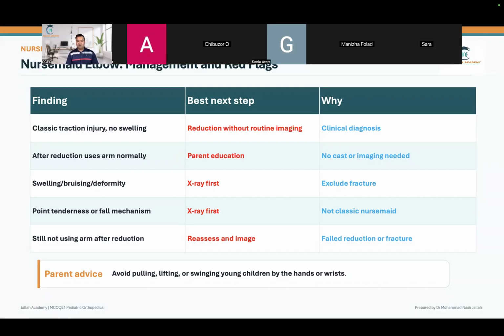Parent advice: avoid pulling. So if you're doing a nursemaid elbow station, what should be your education and counseling? What is this condition? What is the mechanism that it happens? What are the complications that it can cause? What do we do now? What should you do to prevent it from happening again? And at what condition should you bring back the baby to the hospital or to the nearest emergency room? Those are the things that you need to know and cover for the consultation if you're doing the nursemaid elbow.